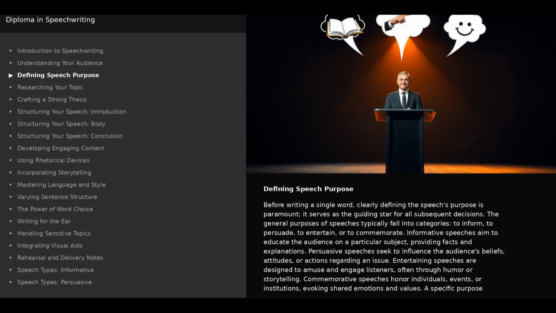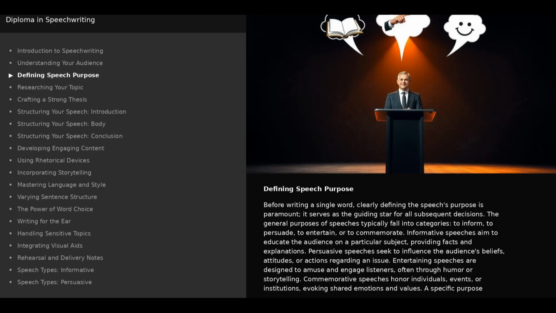Defining speech purpose. Before writing a single word, clearly defining the speech's purpose is paramount. It serves as the guiding star for all subsequent decisions. The general purposes of speeches typically fall into categories: to inform, to persuade, to entertain, or to commemorate. Informative speeches aim to educate the audience on a particular subject, providing facts and explanations.